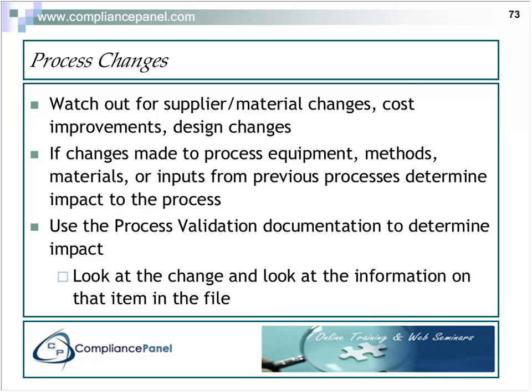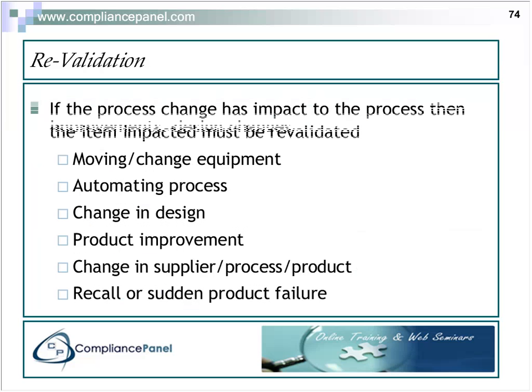Any changes to methods, materials, or inputs from previous processes. Maybe we made a change to the way we were processing something upstream, which affects the downstream. So we need to look at that information in the process validation file and make sure that change doesn't negatively impact us. So if we do move or change equipment, if we do automate a process that wasn't automated, if we change a design, if we make a product improvement, we change suppliers, process, or product, we have a recall or sudden product failure, all of those items need to drive us towards considering revalidation.